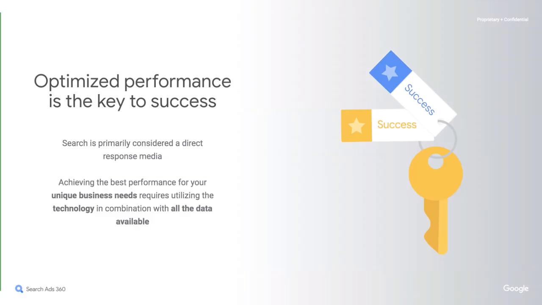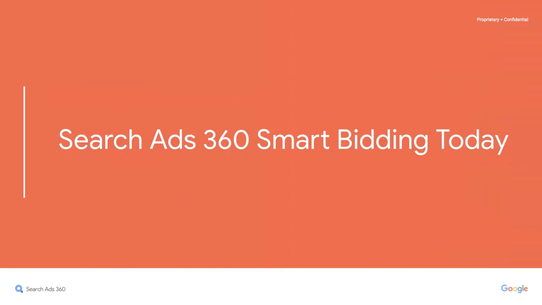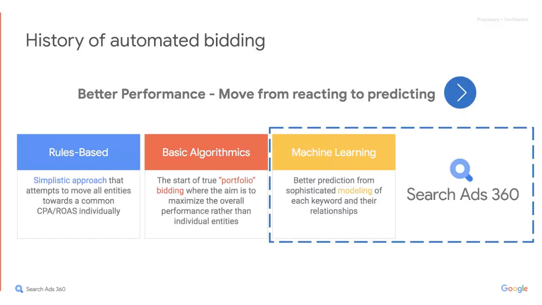Okay, so why technology and data is important for a business is not a question anymore. In paid search, it is crucial to optimize your ads to drive performance and to achieve your targets. Let's do a quick overview on the history of bidding systems on paid search.